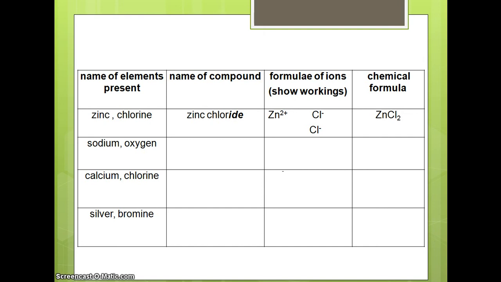Now similarly for your sodium and your oxygen, the name of the compound that will be formed is your sodium oxide. The formula of the ions in the compound is your sodium ion Na+ and your oxide ion O2-. Now again, importantly, we balance the charges on the ions, and after that we can arrive at the chemical formula of Na2O for your sodium oxide.